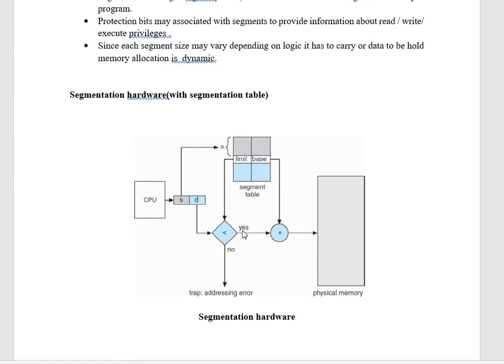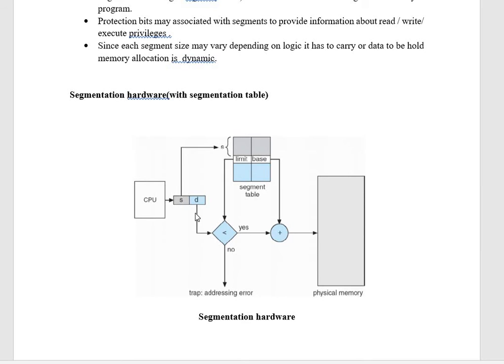If it is, then the base address has to be added to the offset, because the base address holds the starting address of the segment on the physical memory. To that address you need to add the line number, that is, the offset of the segment, so that it moves to that particular location on the physical memory.